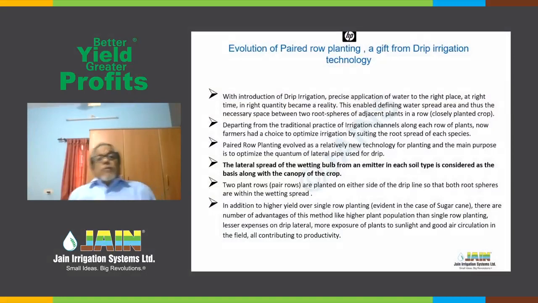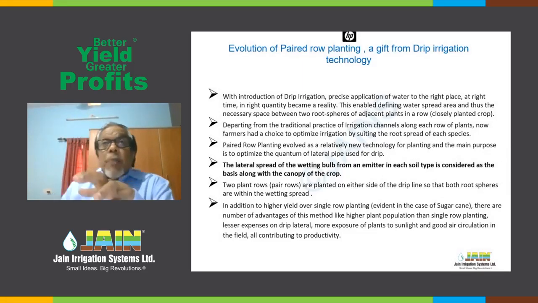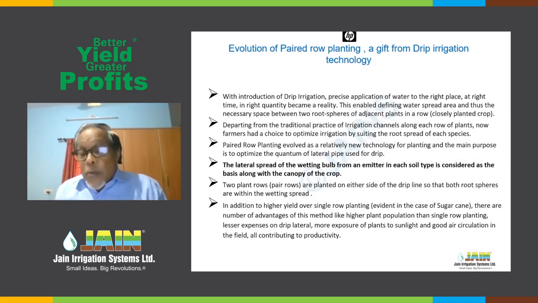That is the first thing to say, evaluation of paired row planting. That is a gift from drip irrigation technology. Why is that so? It is because of optimizing drip irrigation requirement, drip line requirement, that paired row was thought of. Later, there are farmers who liked paired row so much because of the yield increase. There's another reason, a physiological reason. They like to have paired row even without drip. They went for that, even for furrow irrigated or sprinkler irrigated sugarcane. That is the essence of the story which happened. Now let us look at it.